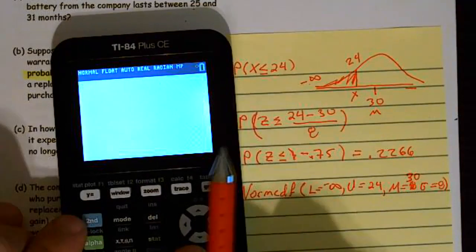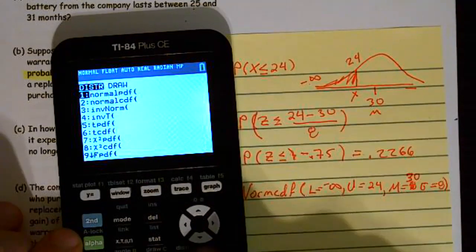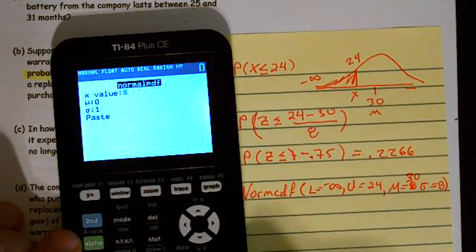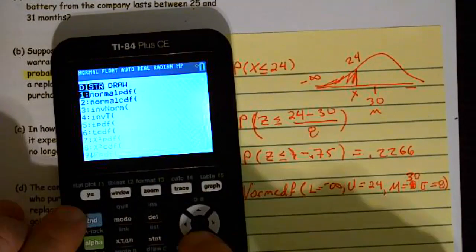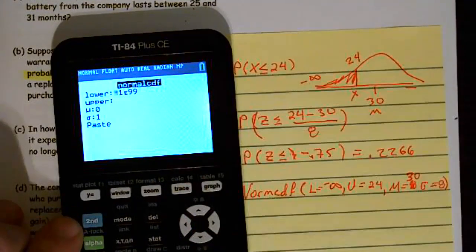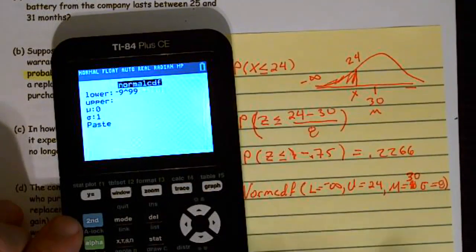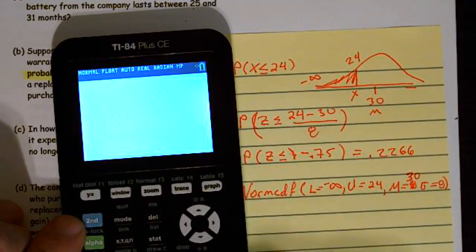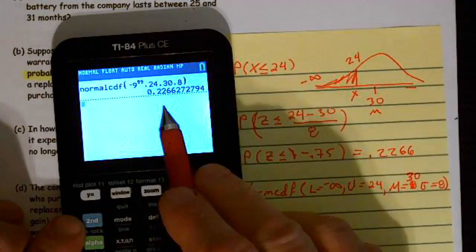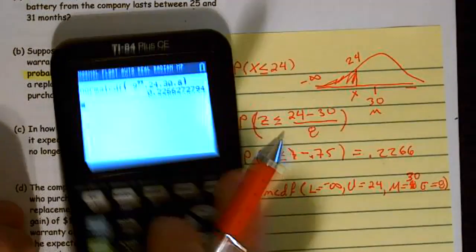So we go and calculate that out just to verify that we have the right thing. Second VARS, normal CDF, lower bound negative 9.99. That's your negative infinity. Our upper happens to be 24. Our mean is 30. Our standard deviation is 8. And we end up getting exactly what we have there.